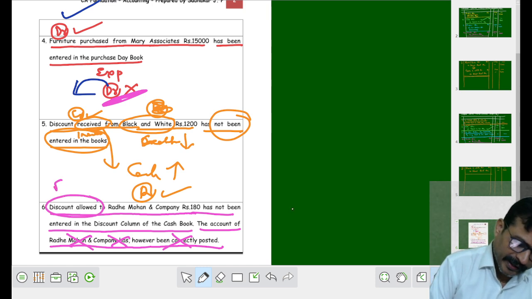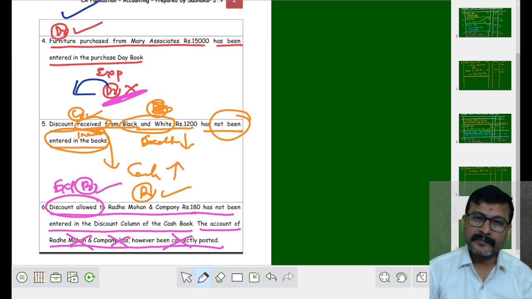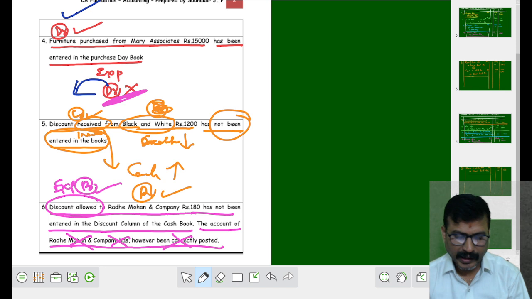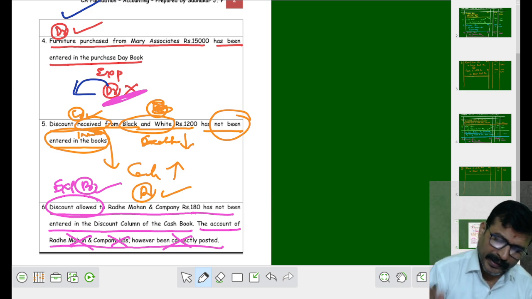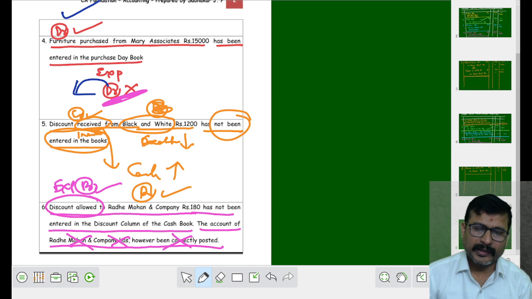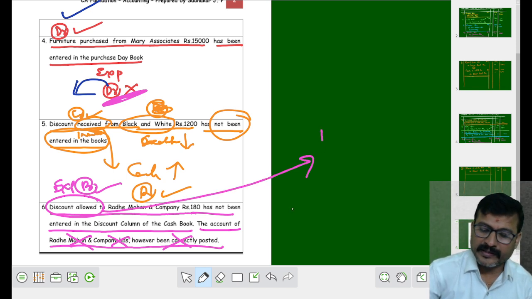Discount allowed is what? Expenses. Expenses are to be what? Debited. Discount allowed to whom? Radhe, Mohan and company, correctly entered. So ignore Radhe and Mohan. Then what is left out? Only discount allowed is left out. Then what is the entry for this? Simple entry.